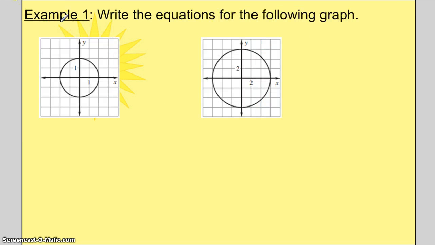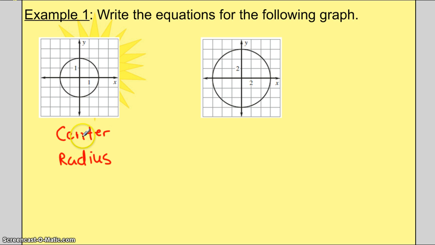All right, so we're going to try a couple of these, some basic examples. So it says write the equations for the following graph. So we're going to start with this first one. And just like Mrs. O'Brien just showed you in that last equation, there's two things that we really need. We really need the center and we really need the radius.